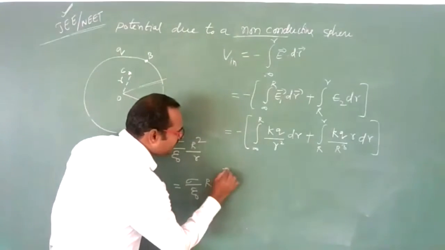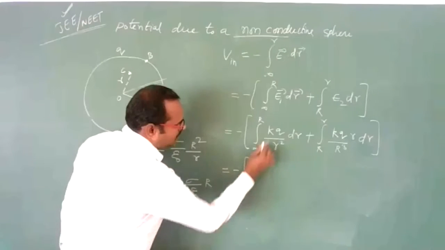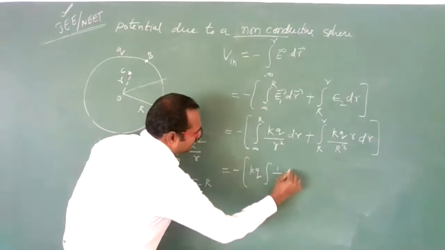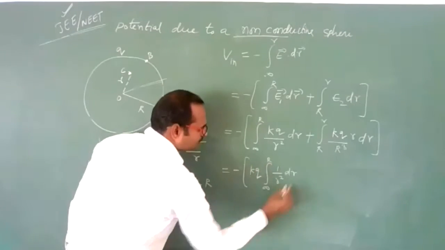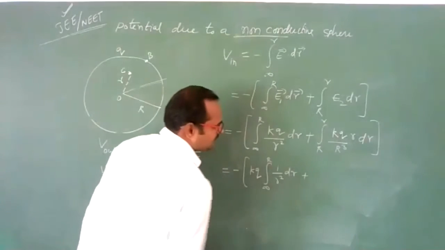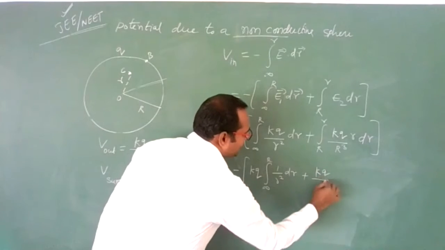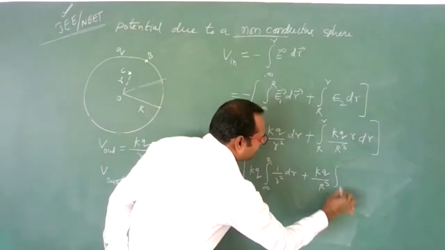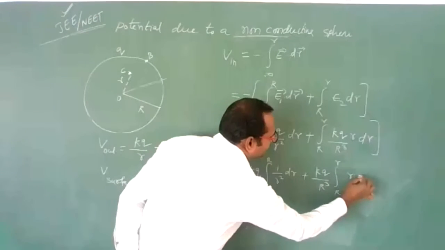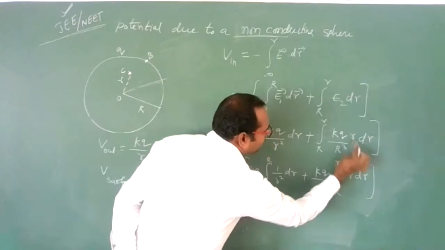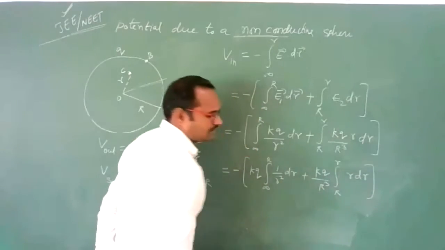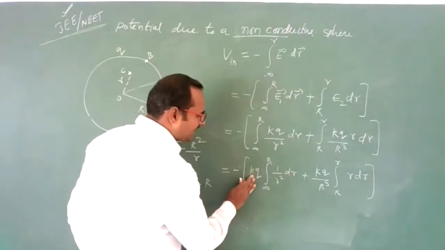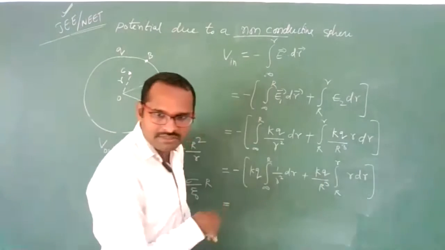Yes, see what you will get. Minus, KQ is common. You will get integration of 1 by r square dr, infinity to capital R. Okay? Plus, again KQ by capital R cube is common. You will get integration of capital R to small r of r dr. Yes, we need to integrate r. However, capital R and KQ are constant, that's why I am taking them outside. Yes, KQ is there in both, so we can take it common.